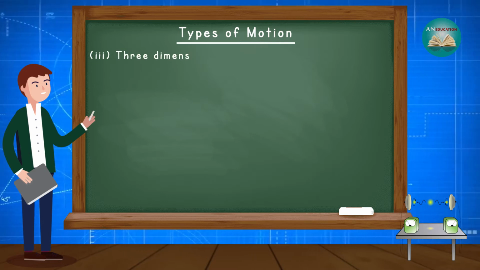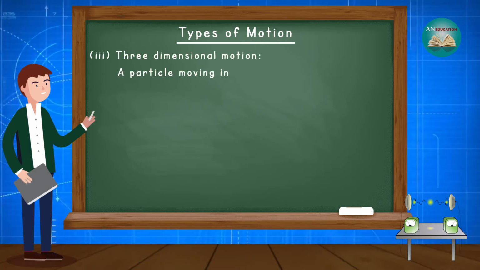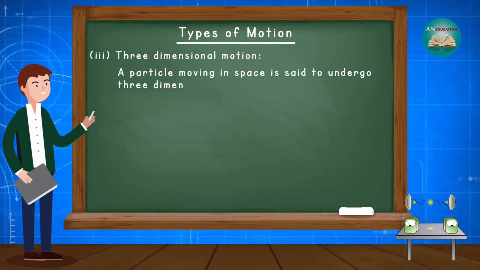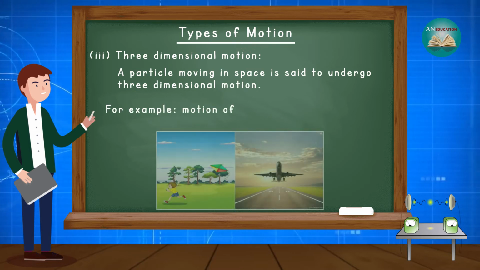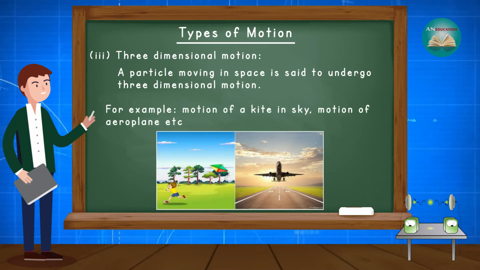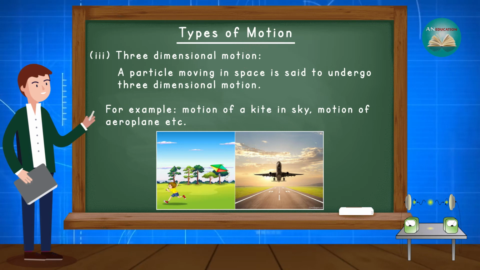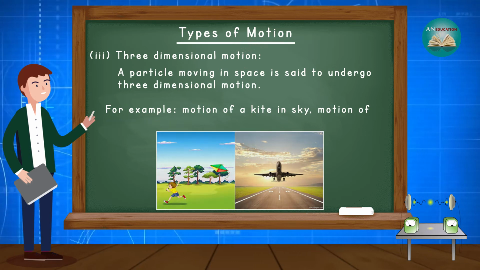Third is three-dimensional motion. A particle moving in space is said to undergo three-dimensional motion. For example, motion of a kite in the sky and motion of an aeroplane, etc.